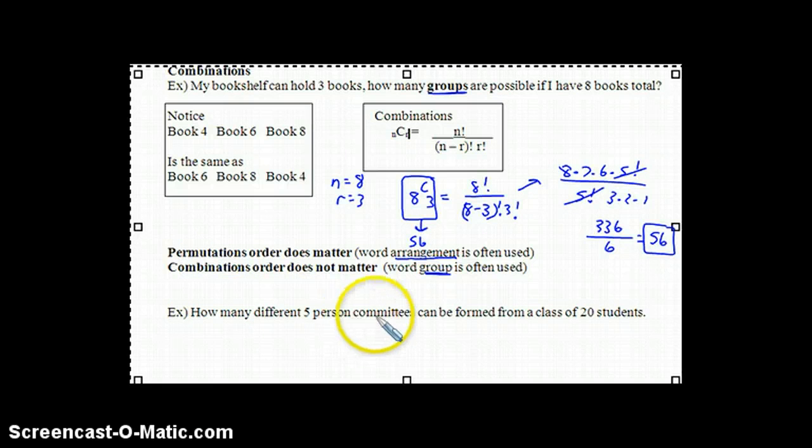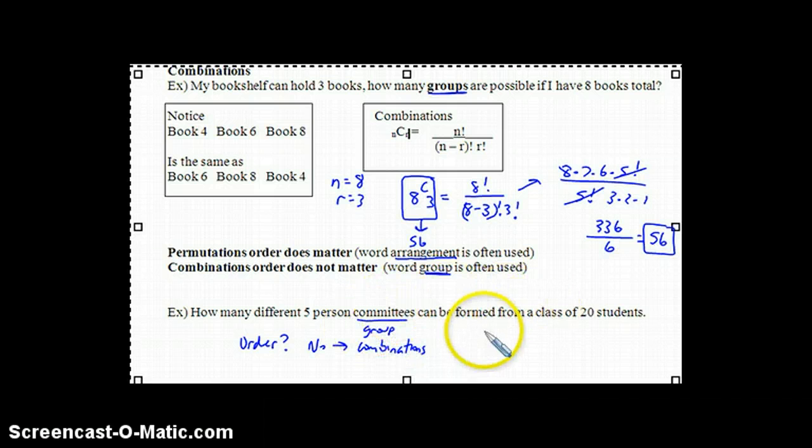How many different 5-person committees can be formed from a class of 20 students? So a committee is another way of saying a group. So you ask yourself, is order important? No. So if it's not, then we're going to use combinations.